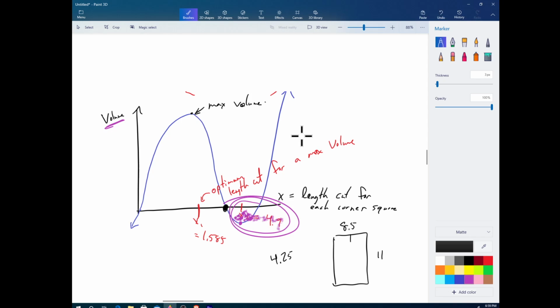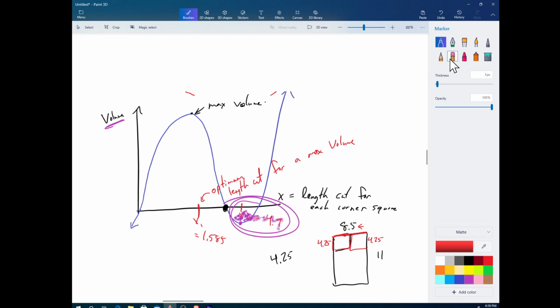If I cut out 4.25 here, and 4.25 here, what's 4.25 plus 4.25? You don't have any paper left. You're not going to get a box out of that.